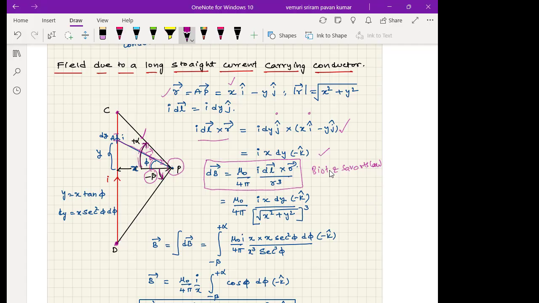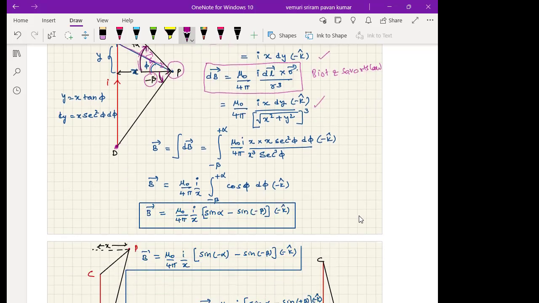Right. Mu naught by 4π, I dl bar cross r bar, which is I x dy minus k cap by (x square plus y square) whole cube. Right. So B bar is the integral from minus beta to plus alpha of mu naught I by 4π. Right. Now I'm writing everything over here. Please try to understand that. x dy. For this purpose I have taken y is equal to x tan phi, so dy is x secant square phi d phi.